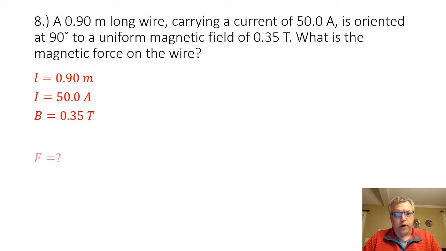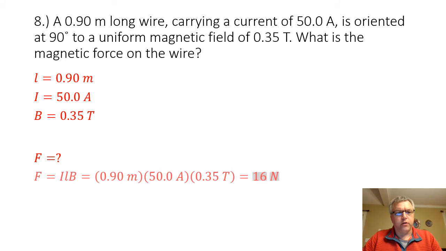for the force. I know to find the force, I need to multiply the current times the length of the wire times the magnetic field, F equals ILB. I plug my known values into that equation, and I'm going to get a force of 16 newtons.